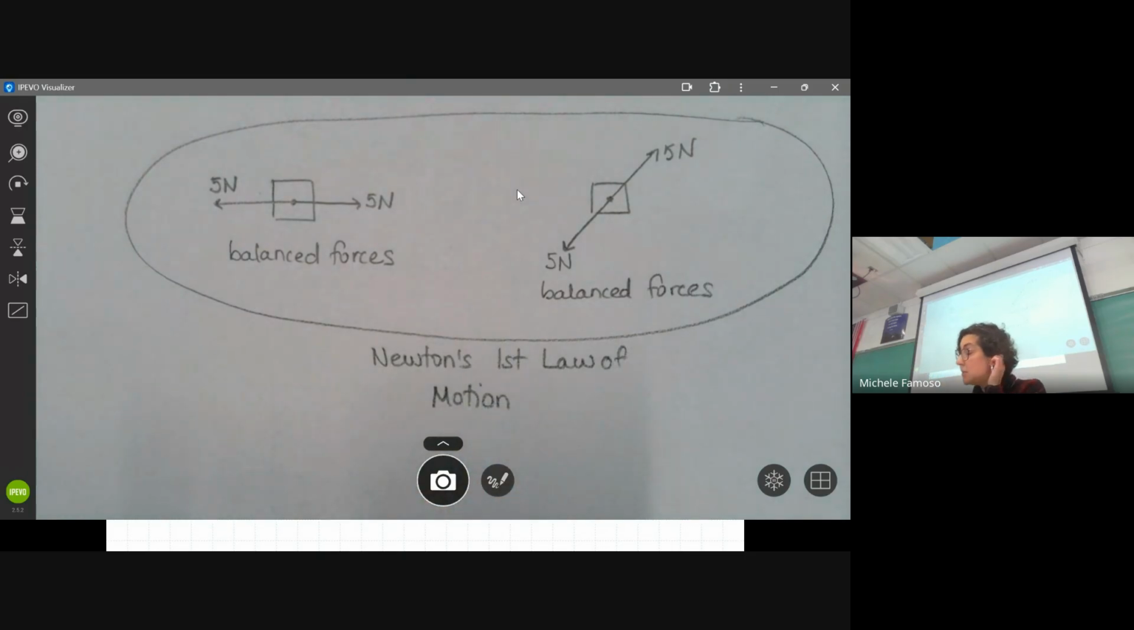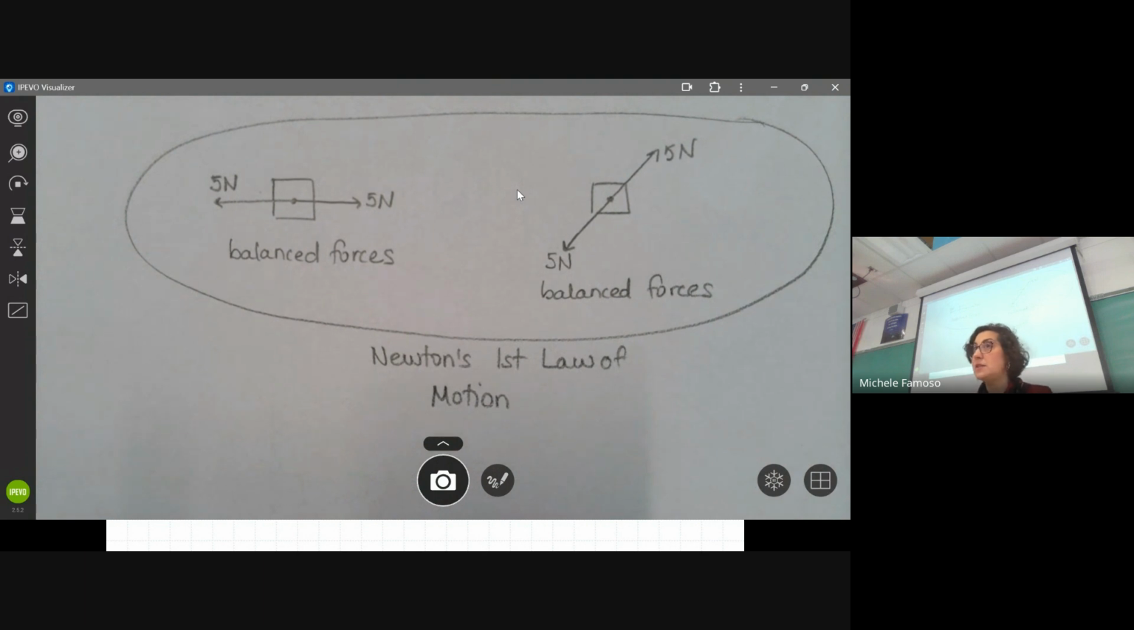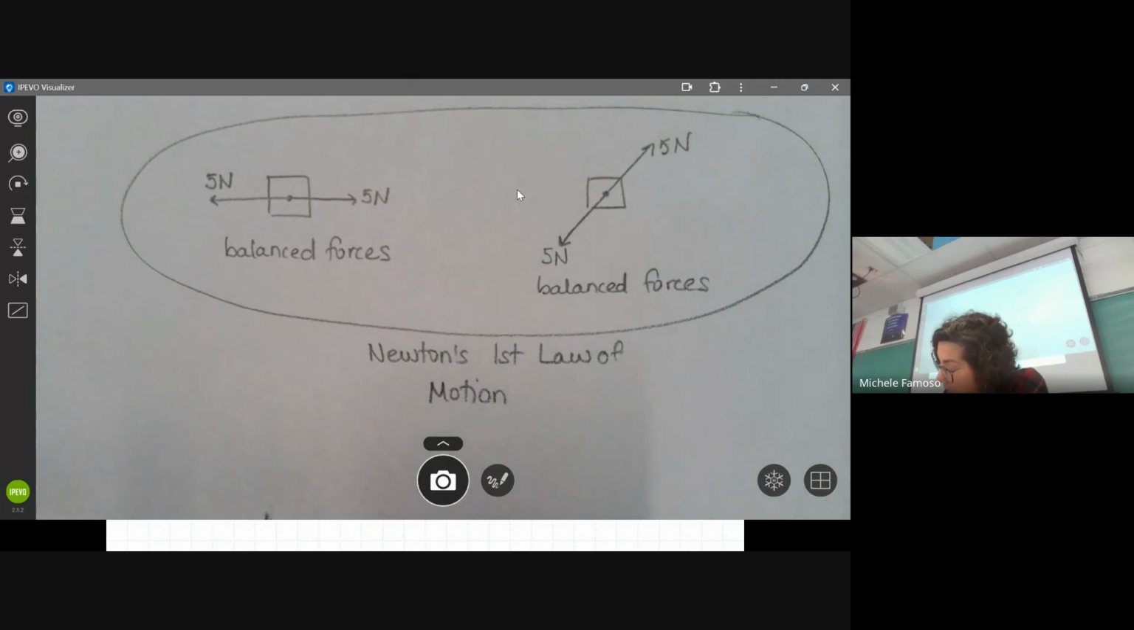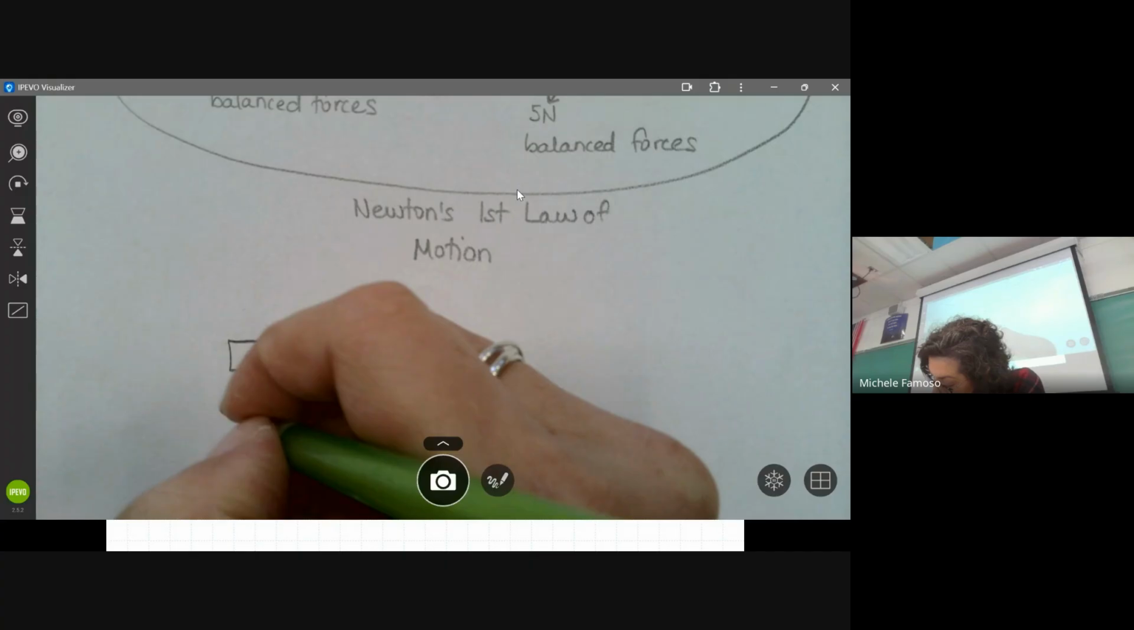Newton tells us that when the forces on something are balanced out, if it's at rest, it stays at rest. If they're balanced and you're moving, you'll keep moving with a constant speed in a straight line. When we talk about forces being unbalanced, it would look something like this.